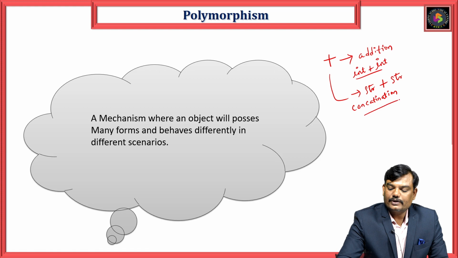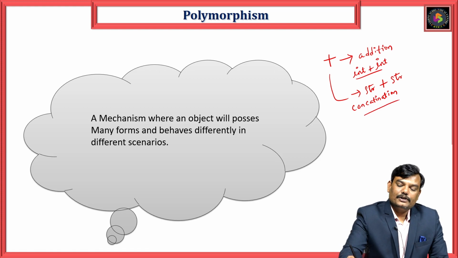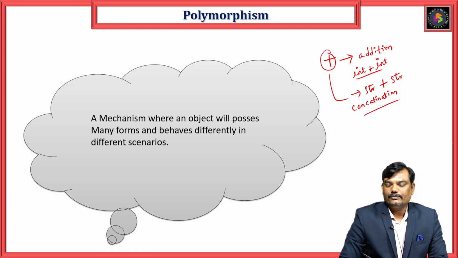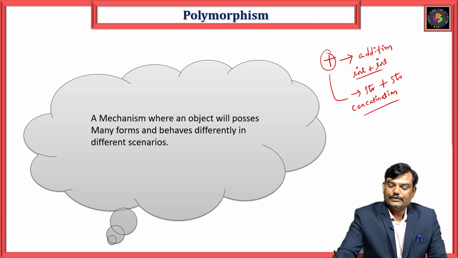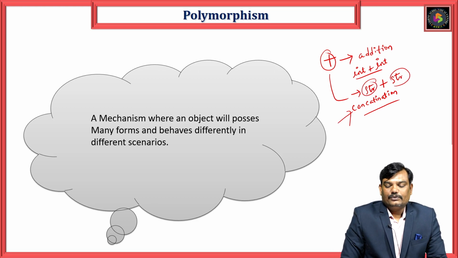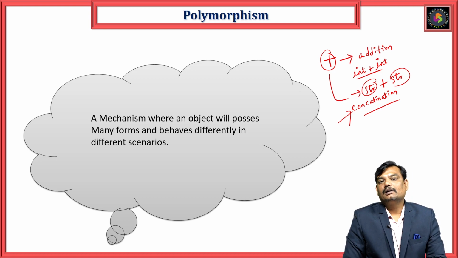So when you see these two examples, the same symbol when I use with integer values is going to perform addition operation. The same symbol when I apply on two string values is going to perform concatenation. So we call this the same object behaving differently in different scenarios. We call it polymorphism.